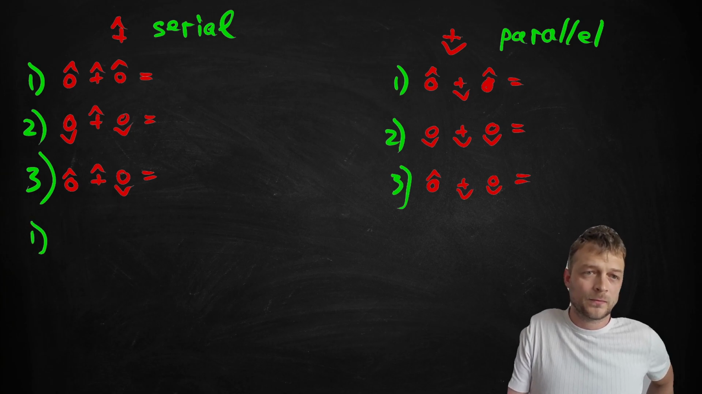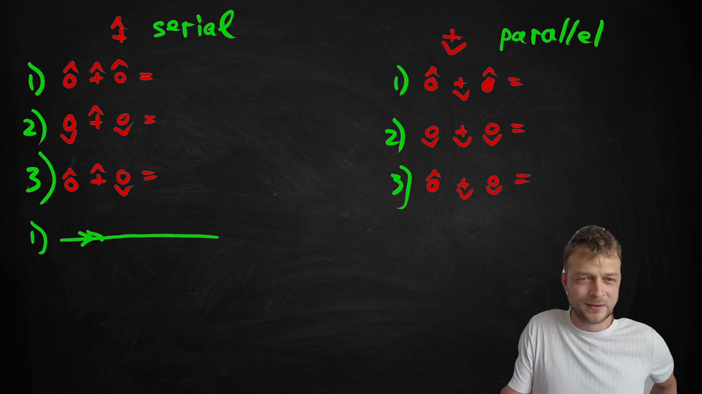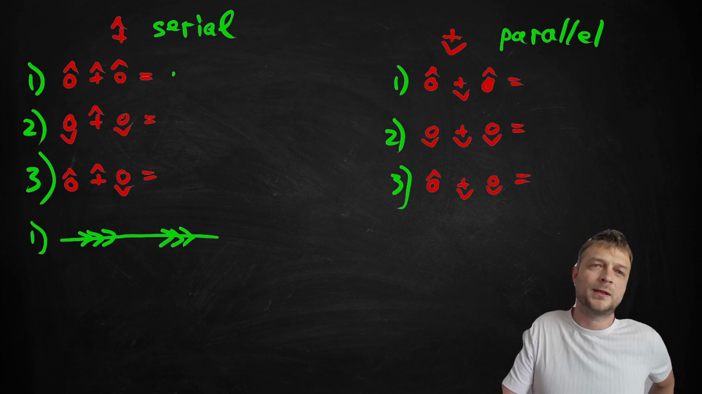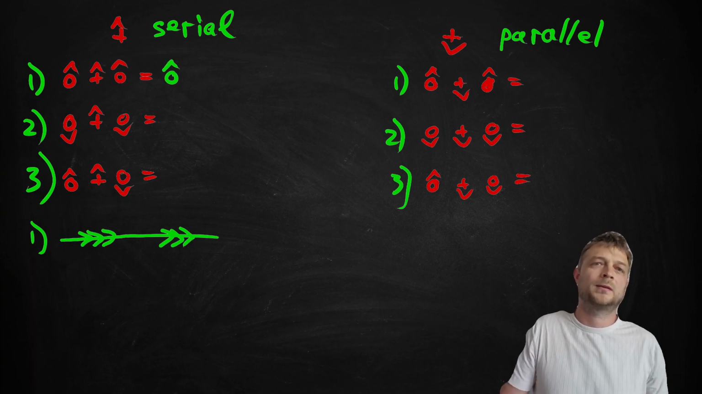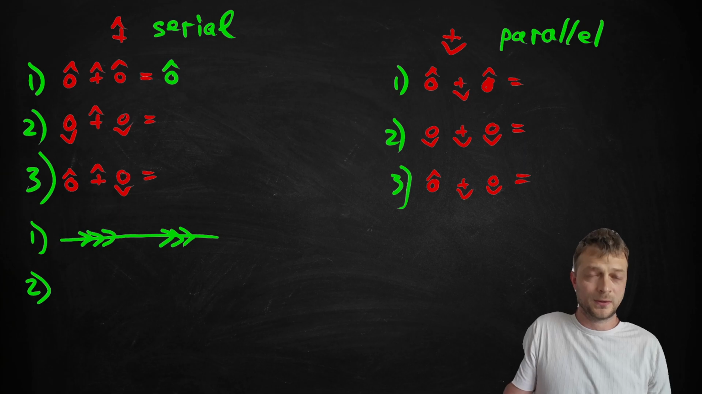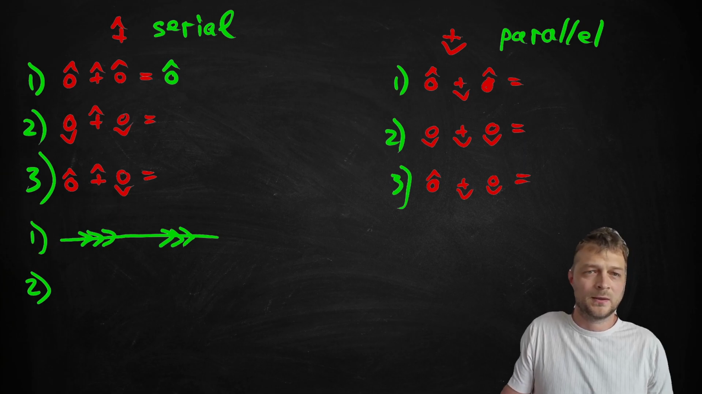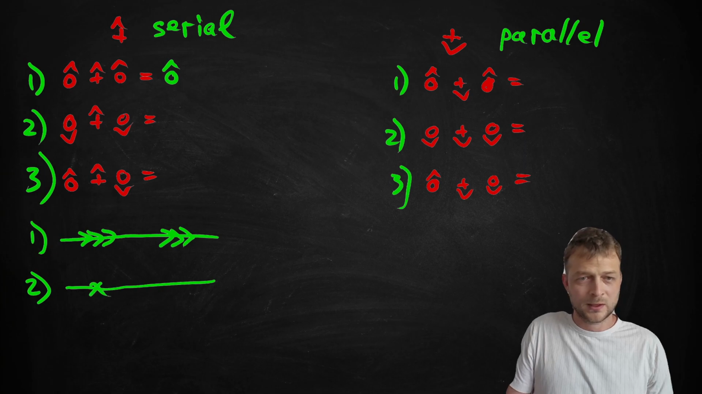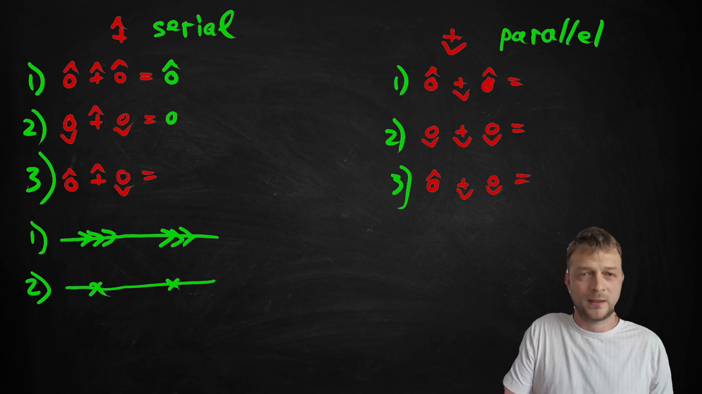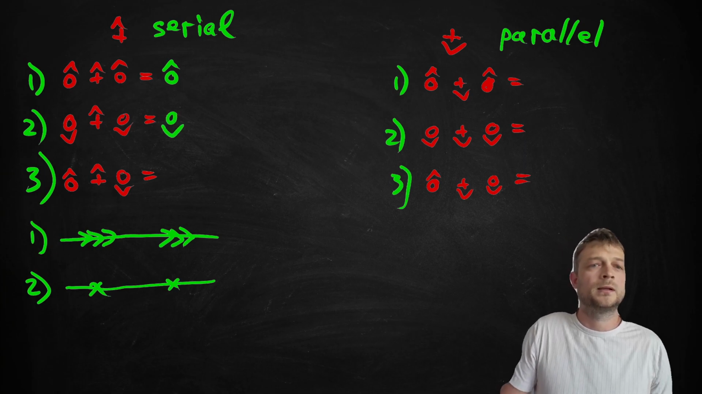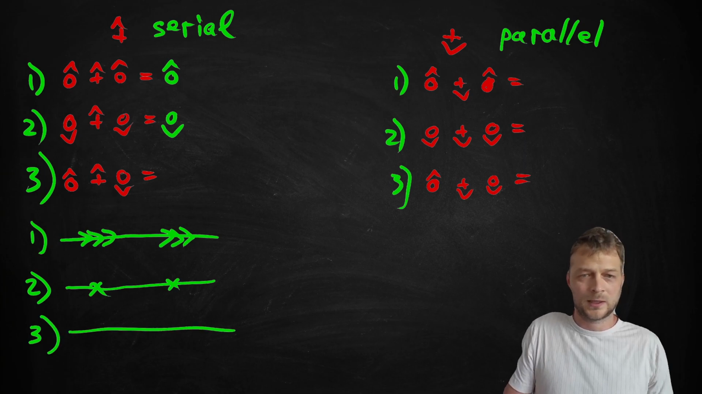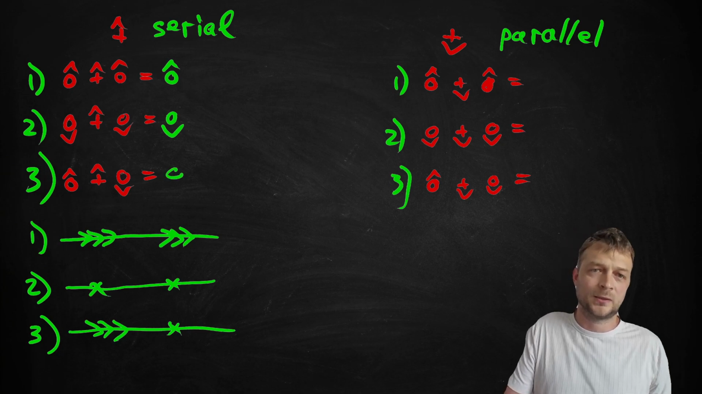For the first one, we have two superconductance elements connected in a serial way. Clearly, the result will be just a superconducting element. For the second case, the physical interpretation will be two cut wires connected in a serial way. And of course it will be a cut wire. And third is when we have a superconductance and a cut wire. Then the result will be a cut wire.